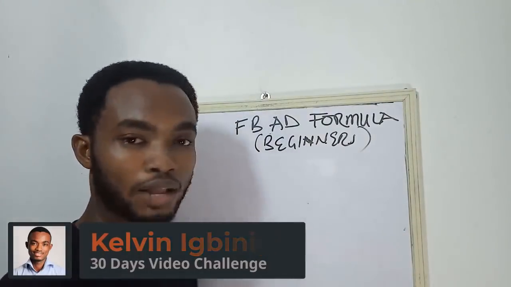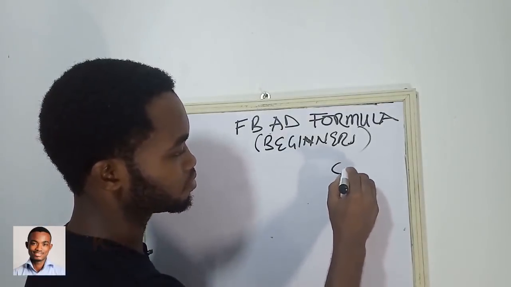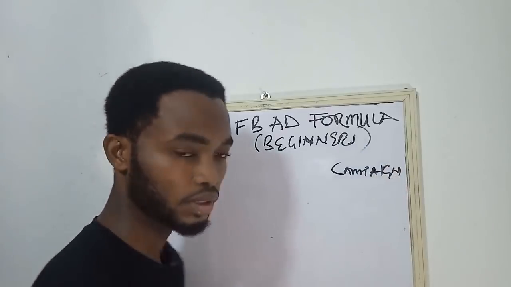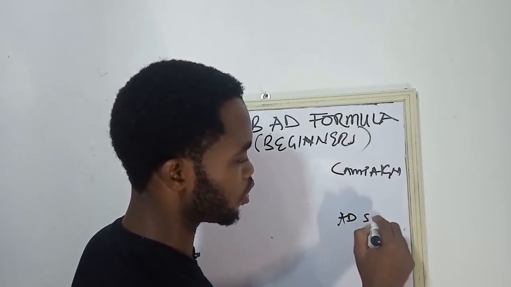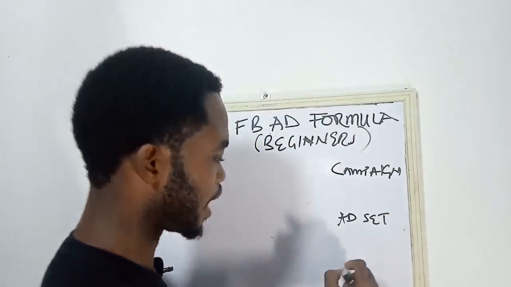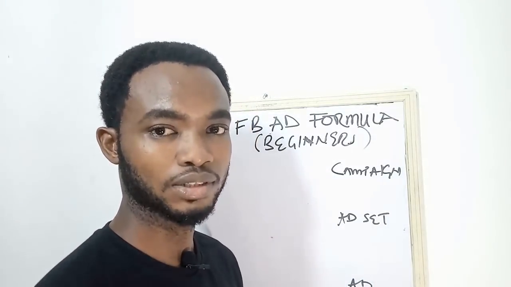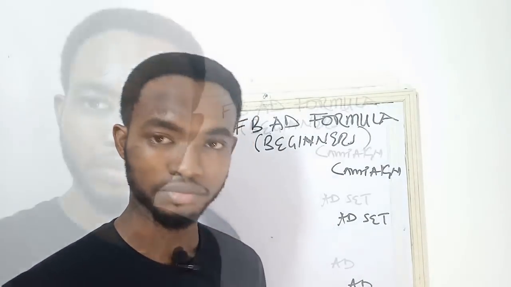A Facebook advert has 3 levels. It has the campaign level, where you choose your marketing objective. After the campaign level, there's the ad set level, where you choose your audience and your budget and all. And there's the ad level, where you actually create the advert itself.